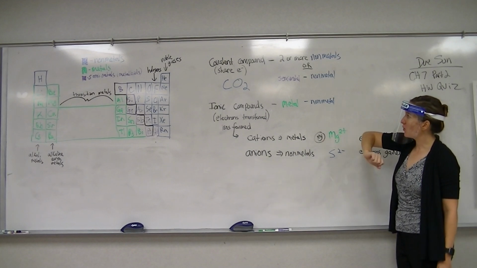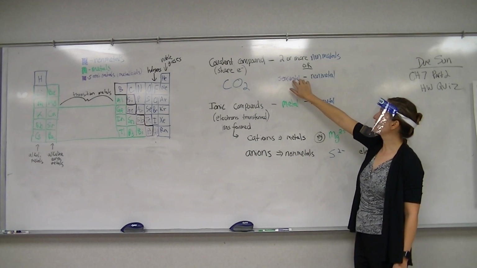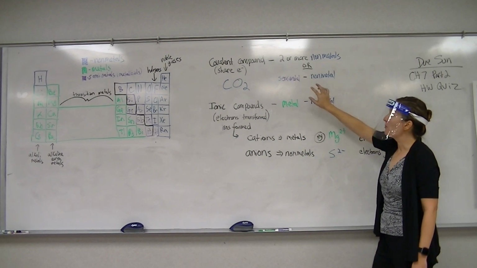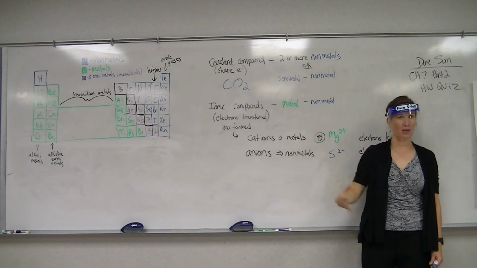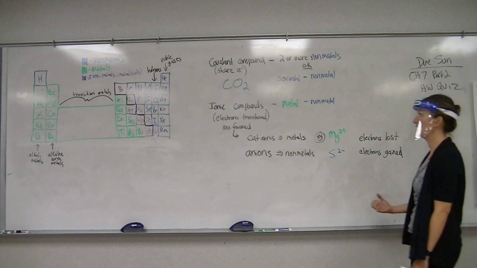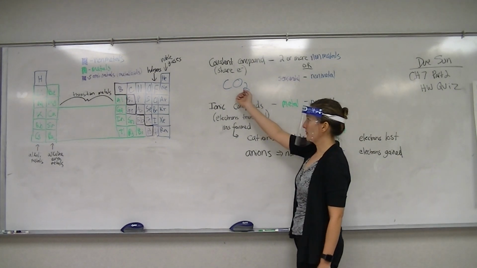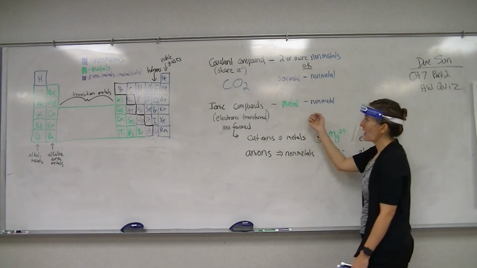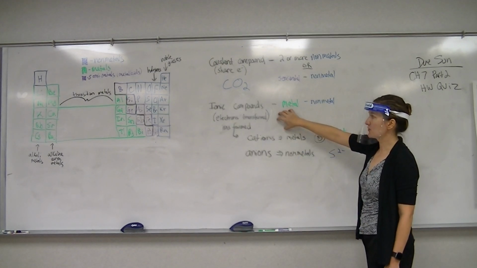The other way you can form a covalent compound is between a semi-metal and a nonmetal. But you're never going to see a metal in a covalent compound. So it's all nonmetals or semi-metals. That's how you identify it given the chemical formula.